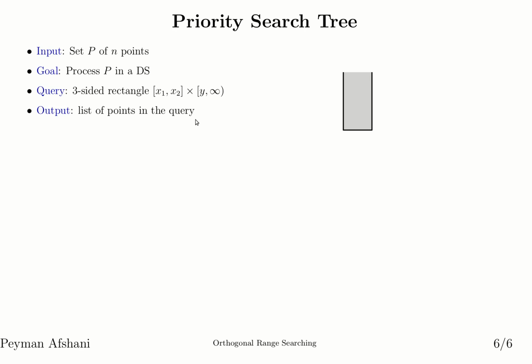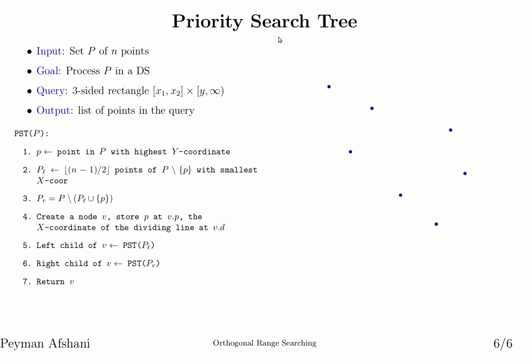This can be done using a data structure that is known as a priority search tree. It is a combination of a priority tree plus a search tree, and that's why it's called a priority search tree. It is relatively simple to build. So the pseudocode to build such a priority search tree is as follows.